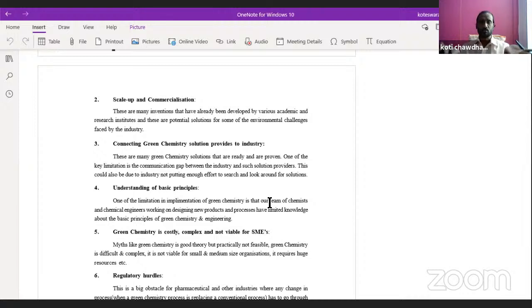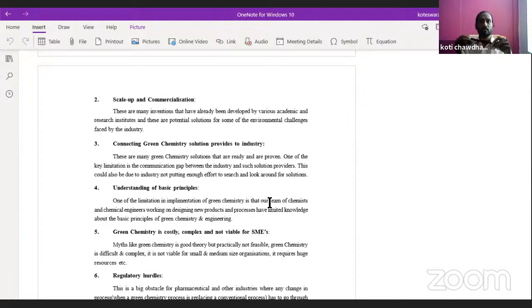So many processes are not commercialized, even though green technology is available. Because sometimes it may be expensive. Sometimes the starting materials may not be available in a commercial manner. Due to that reason, whatever green technology we have developed in academic and research institutions, we need to develop to the commercialization steps. Okay, we need to take it to the industrial level. That is the second thing.